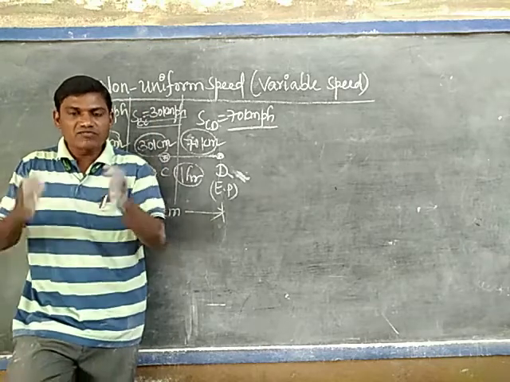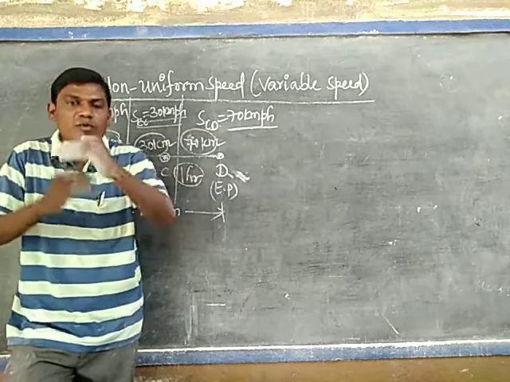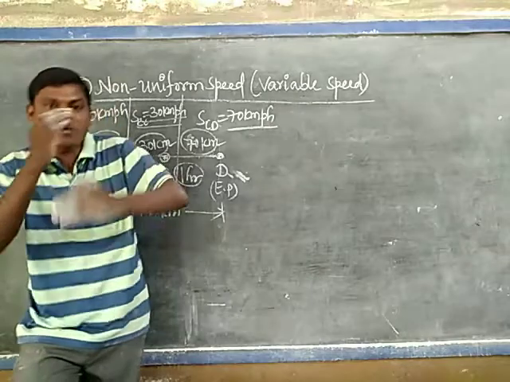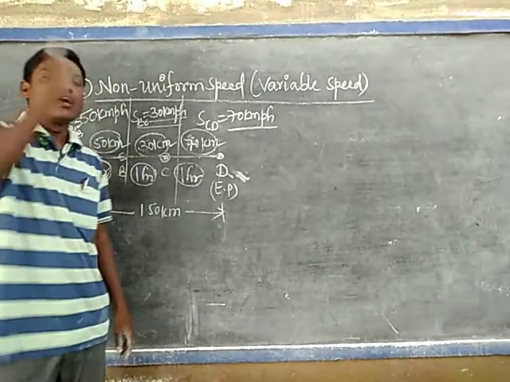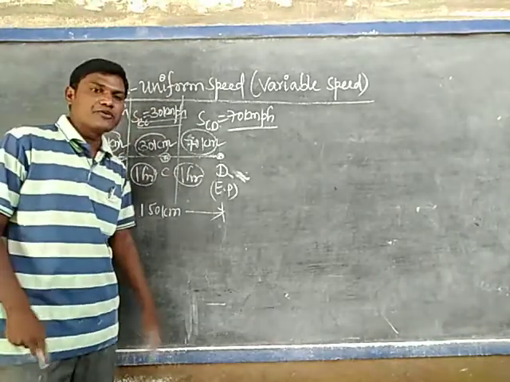You are observing that if the traffic is heavy, we move very slowly. If the traffic is clear, we will move very fast. That's why the speed sometimes increases and sometimes decreases. That's why you are not moving with a constant speed, you are moving with variable speed. That is one example of non-uniform speed.